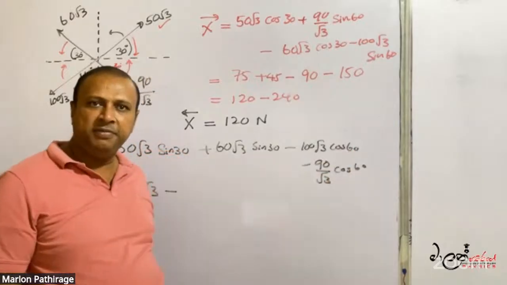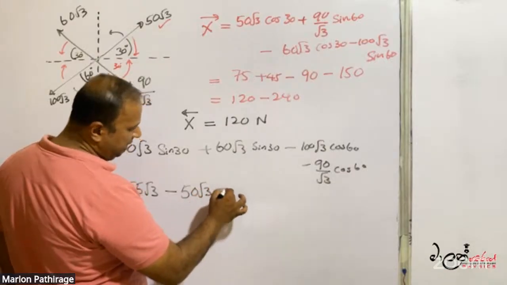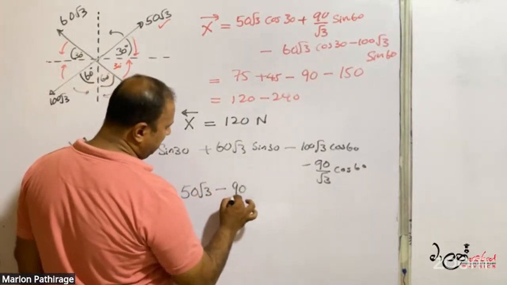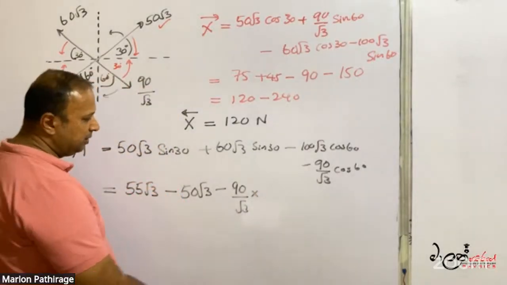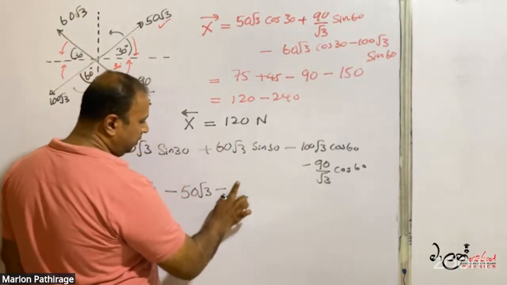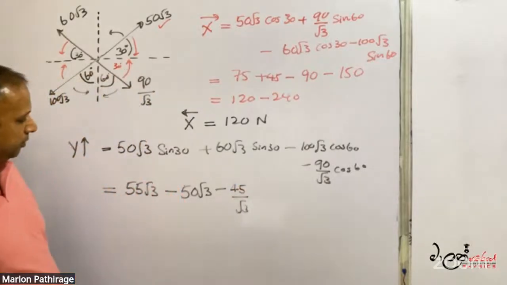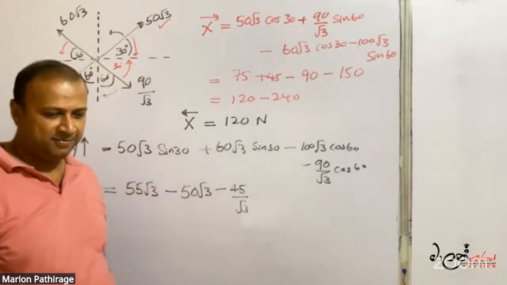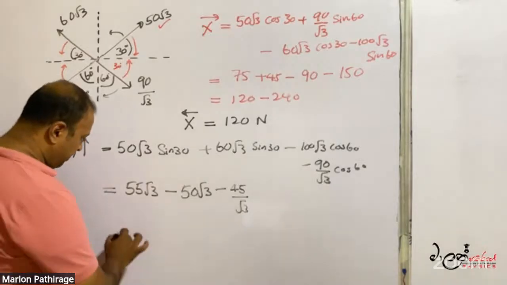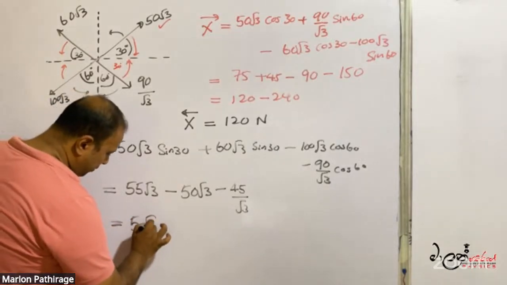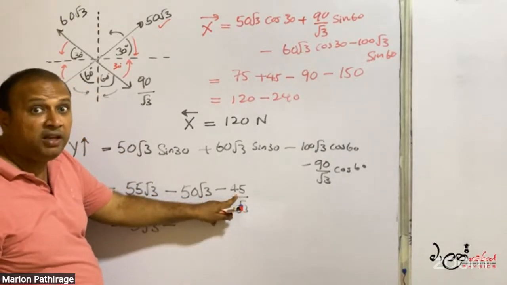Here half, that means 50. 50 root 3 minus 90 root 3 into half. Into half means 45 root 3. Sorry, 45 over root 3, 45 over root 3 only, not root 3. These two will be simplified. That means 5 root 3 minus. But then this one, 45 can be written as 15 into 3.